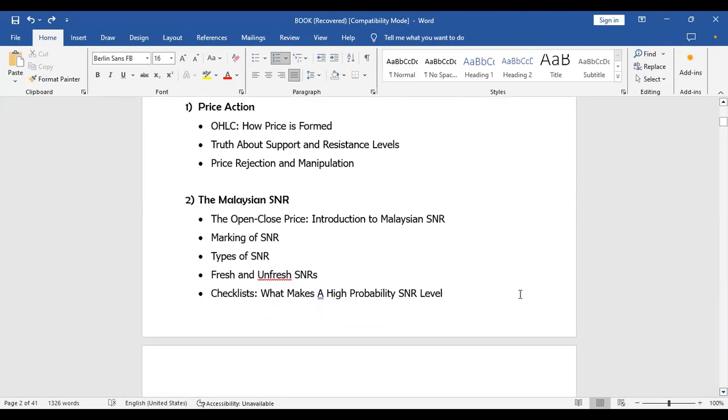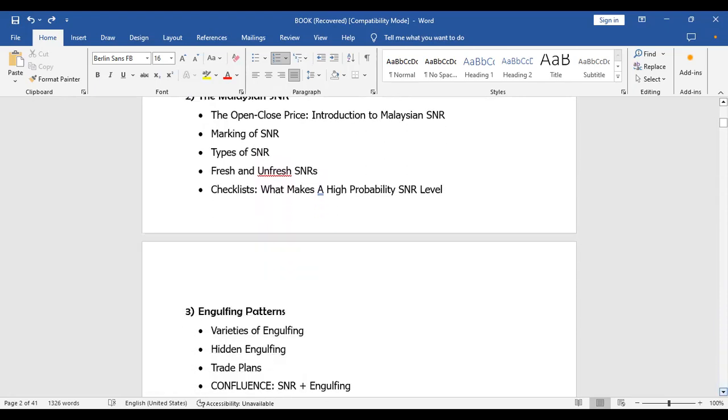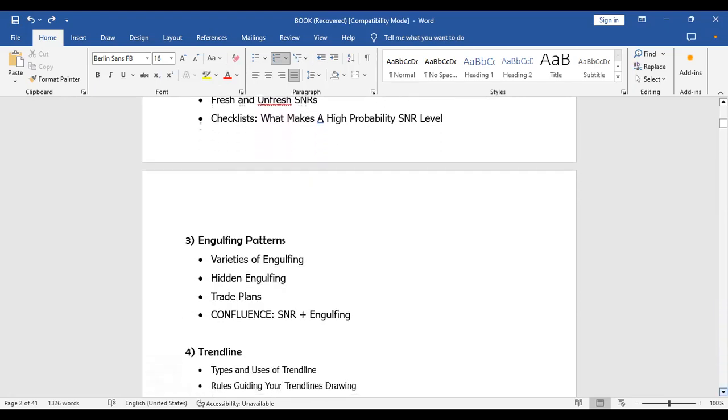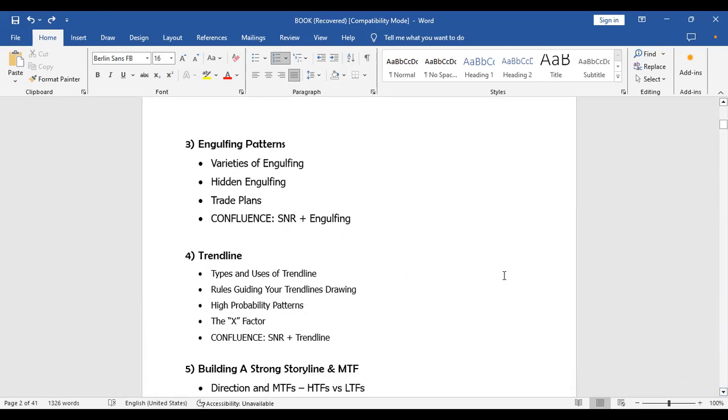So we'll be able to cover module 1 and 2. We've dealt with the checklist. What are the things to look out for? The miss, the touch, and the liquidity sweep. How does this validate the SNR level?